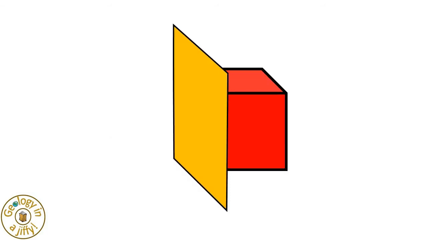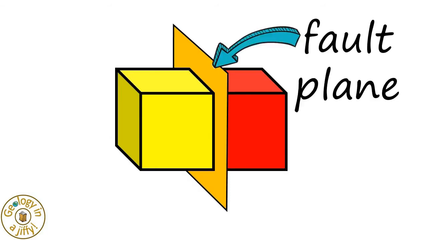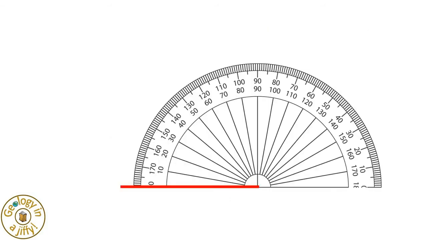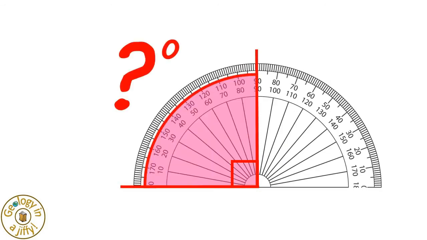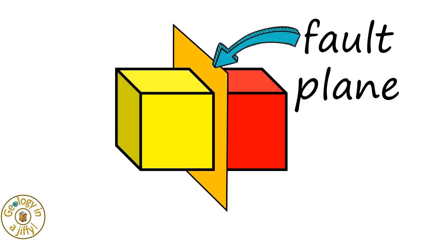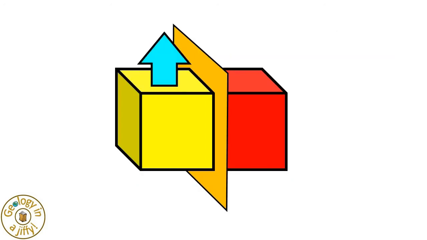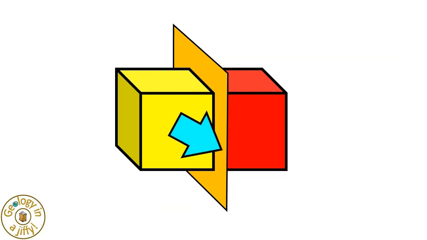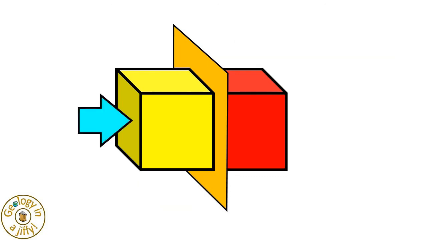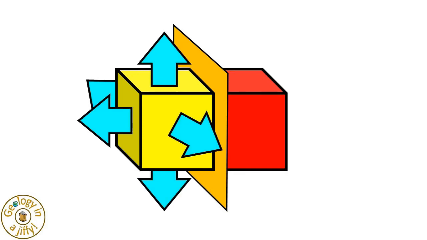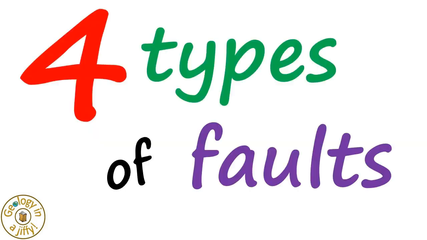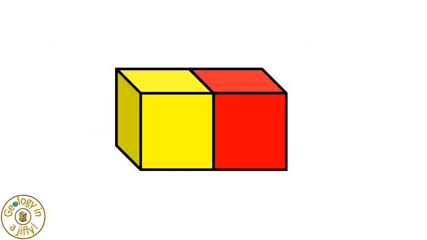The surface between the two moving blocks is called a fault plane and can be horizontal or vertical or any angle in between these. A block of rock on one side of the fault plane can suddenly slip and move relative to the other block, either upwards or down, or sideways, or squashed together, or pulled apart. These movements result in 4 main types of faults, which we can demonstrate using our 2 blocks of rock.